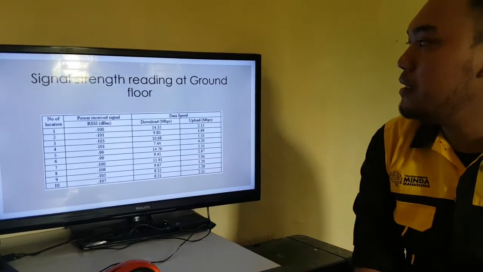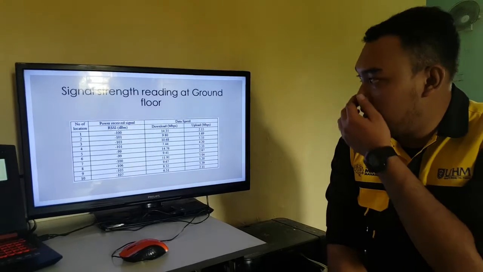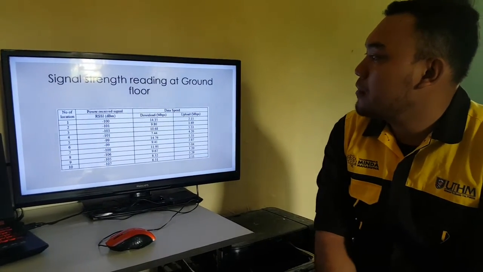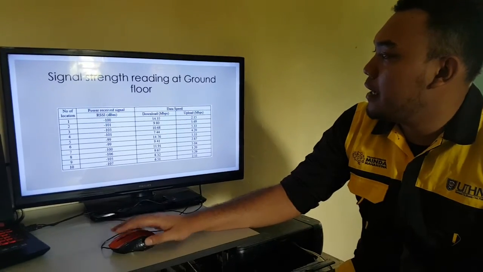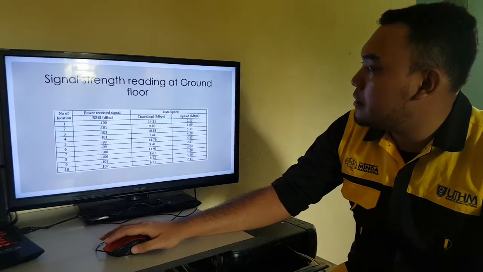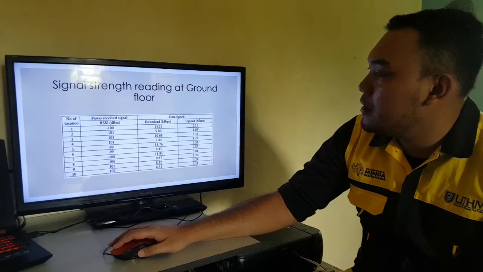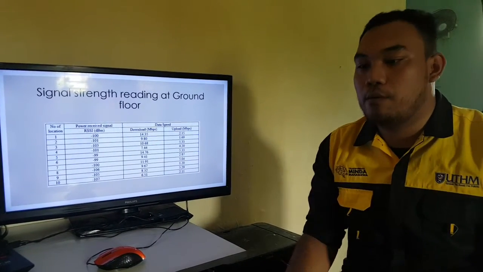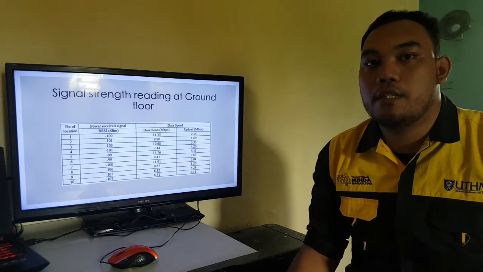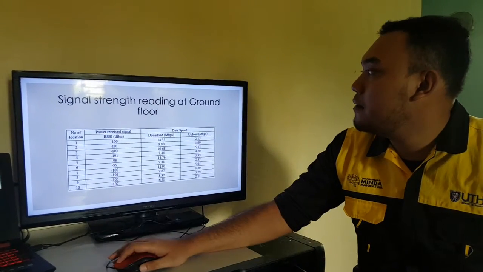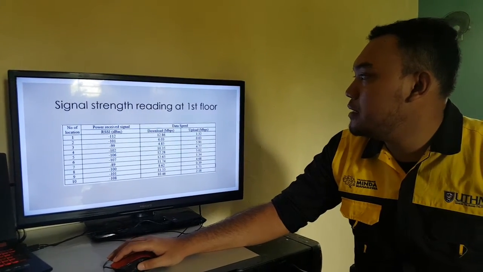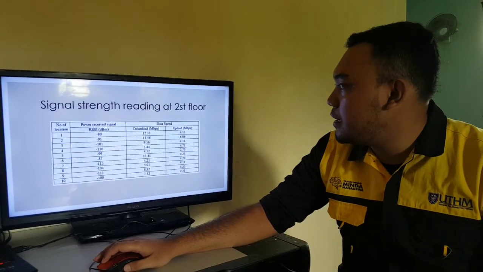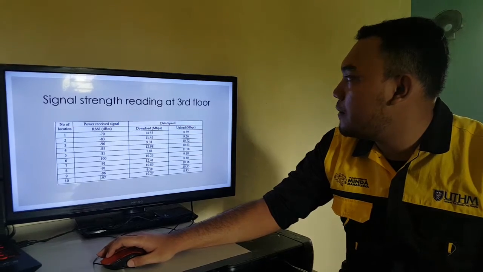This is the result we got from the reading on the ground floor, and it is tabulated inside this table. Each floor has 10 points, so we calculate each point by using the apps. This is the signal strength of the first floor, and the second floor and third floor.